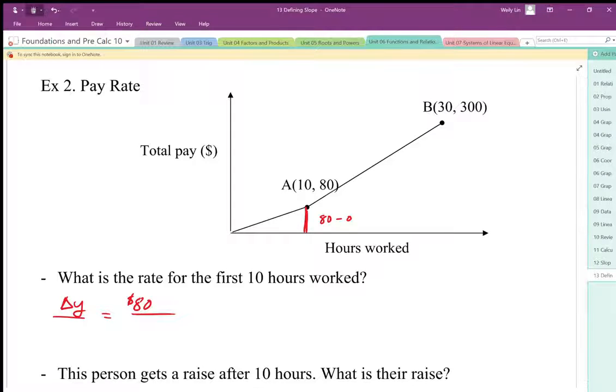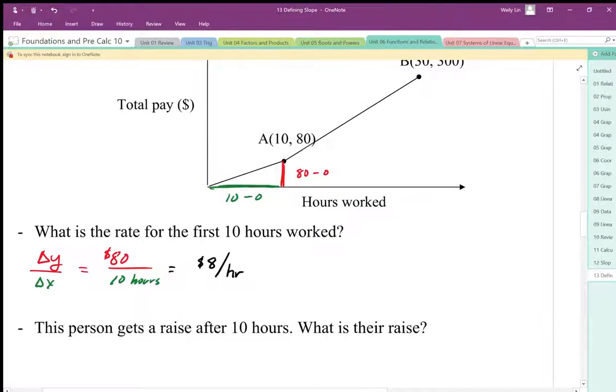Our change in x. Change in x is going to be this length here. Okay, to find that length, we're going to do 10 hours minus 0, or 10 hours. Okay. And when we work that out, that's going to be $80 for every 10 hours, or as a unit rate, it's going to be $8 per hour. Okay.